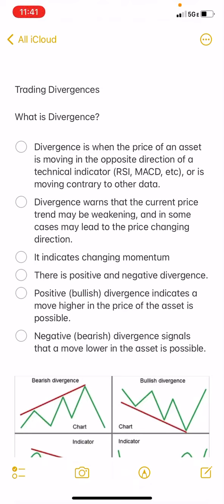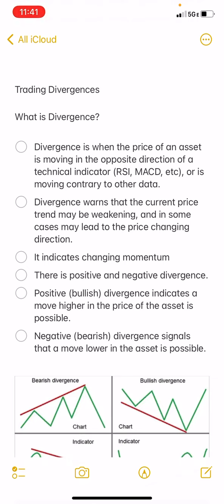It's time for another lesson in technical analysis. So today I want to go over trading divergences, right? I made a little bit of some notes here, just to go over what divergence is and how we can use it to improve our trading entries and exits, okay?